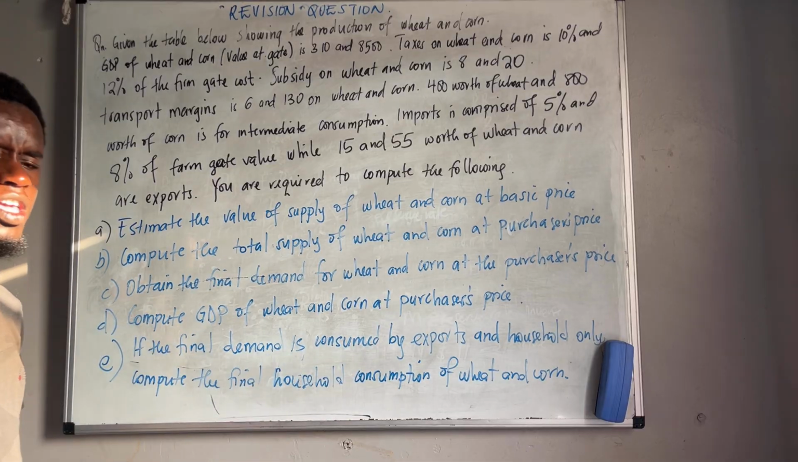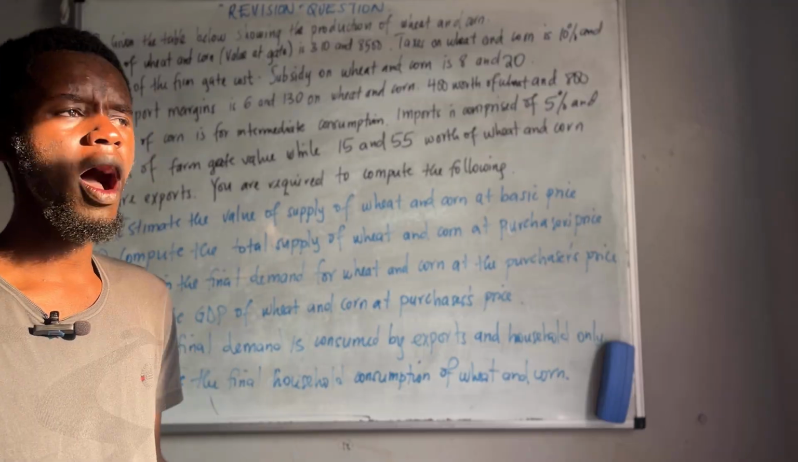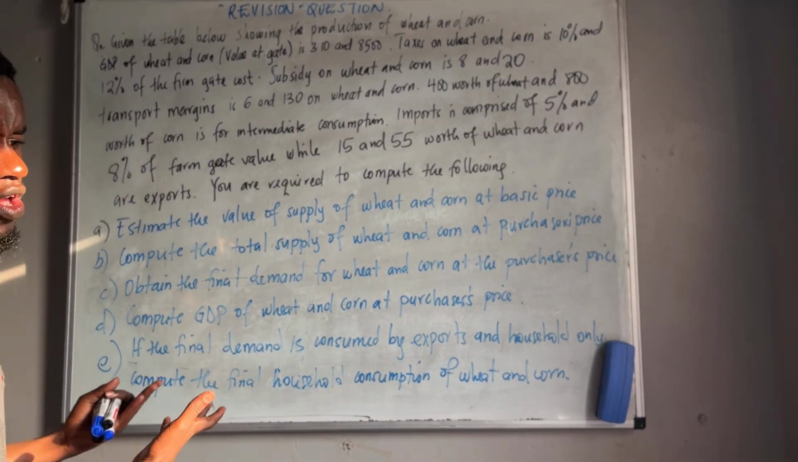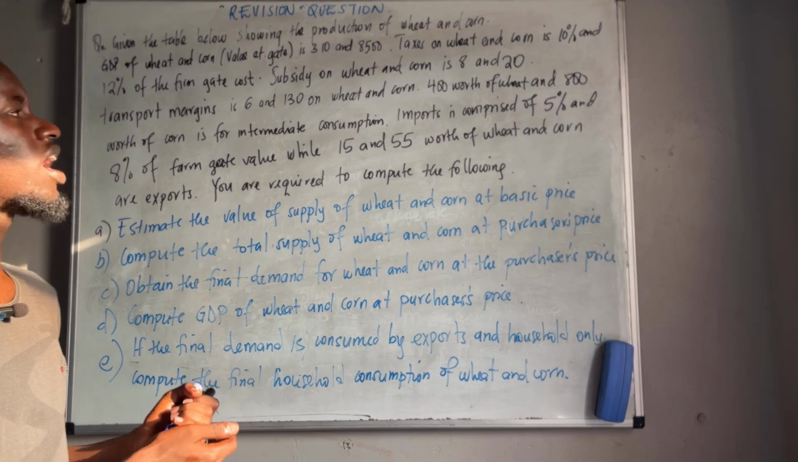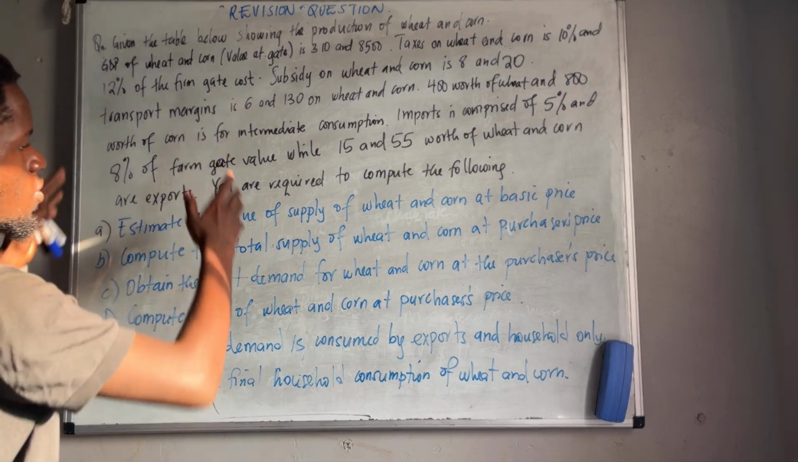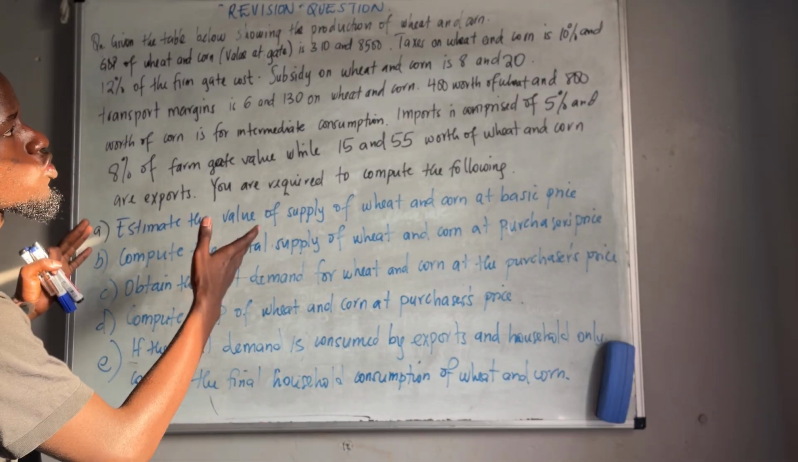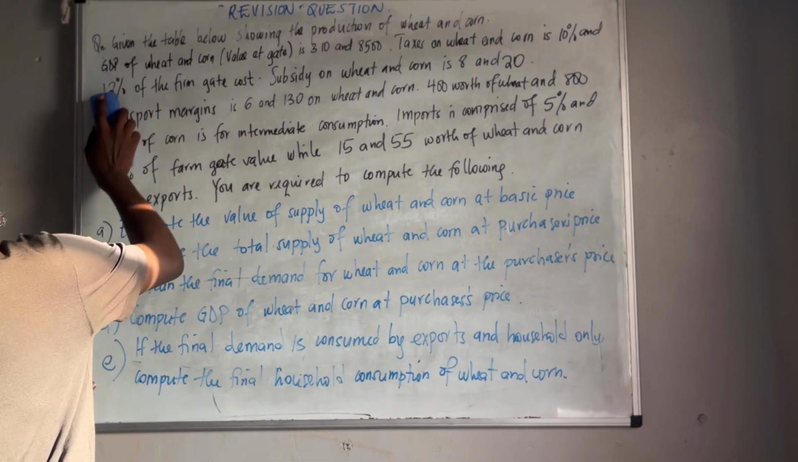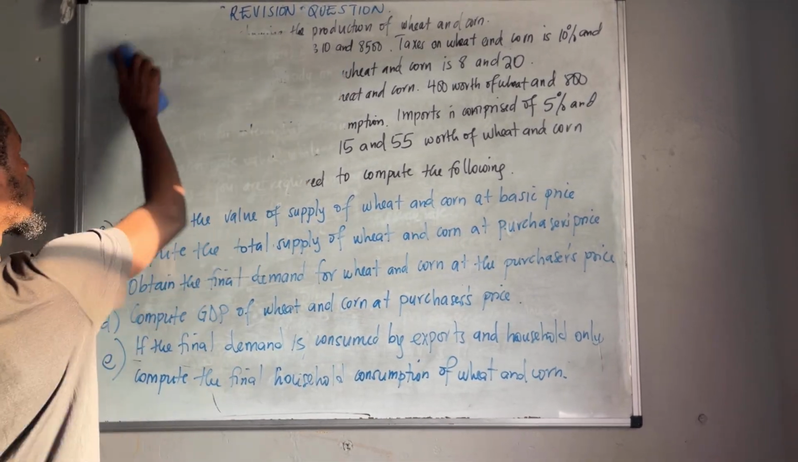If the final demand is consumed by exports and households only, compute the final household consumption of wheat and corn. Members, as I said, we shall be going through some questions about national accounting. Today, this question will enable us to use the supply and use table, as we know. Because I need space, let me summarize the question somewhere, and then we shall answer these questions as we go ahead. I can pause and first copy the question.